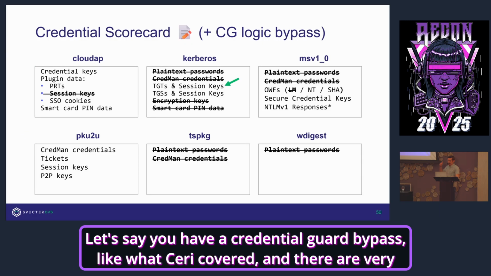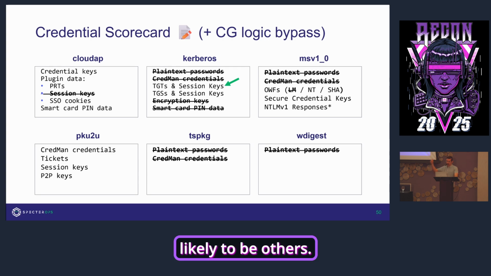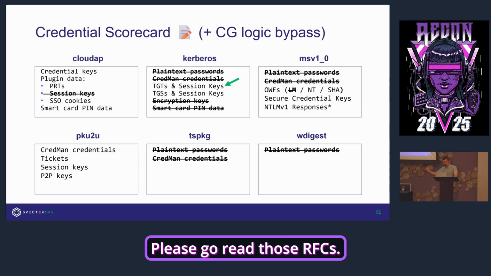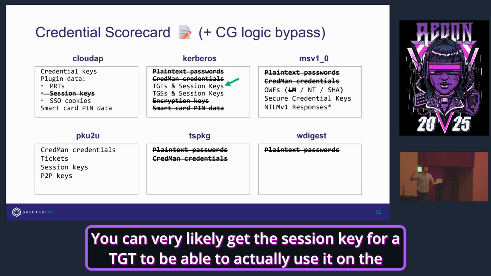Let's say you have a Credential Guard bypass like what Carrie covered, and there are very likely to be others. Please go read those RFCs. You can very likely get the session key for a TGT to be able to actually use it on the network.